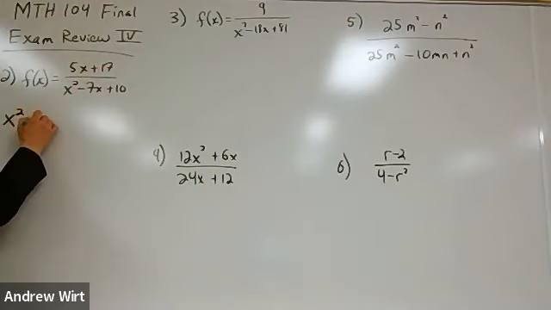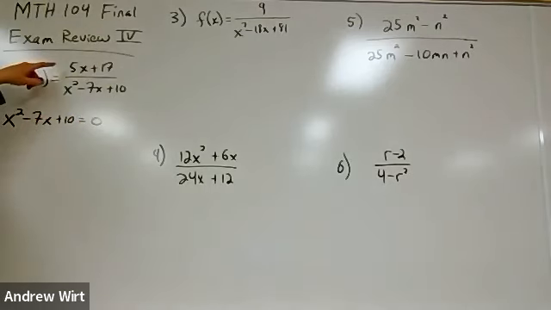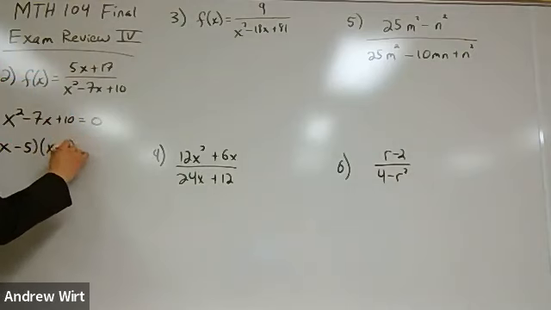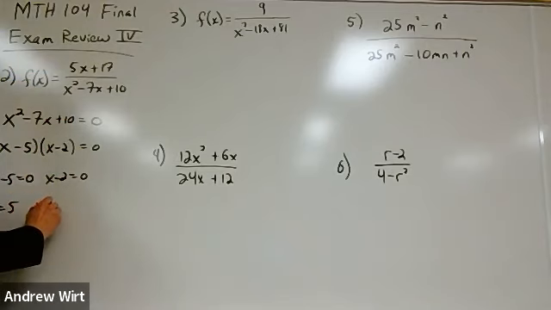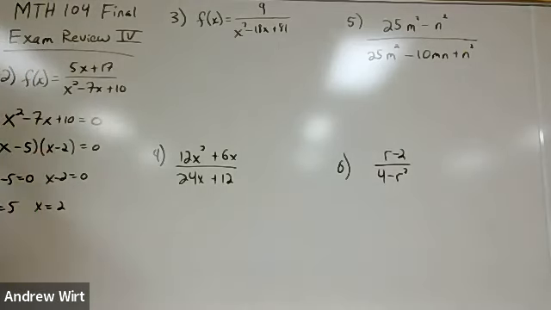So we need to see what's going to make the denominator 0. Don't worry about the numerator. The numerator is irrelevant. Only looking at the denominator. So we're going to factor this thing into x minus 5, x minus 2. Use the zero factor property, set them both equal to 0. We get x equals 5 and x equals 2. So these are the values that if we plug these in, we're going to get division by 0. So these are not in the domain.